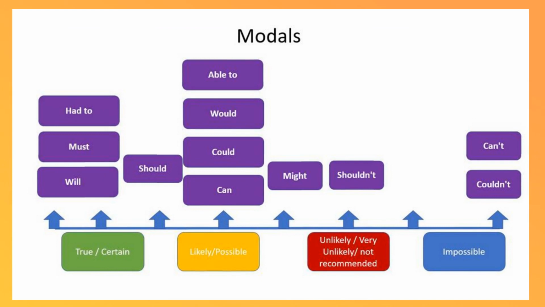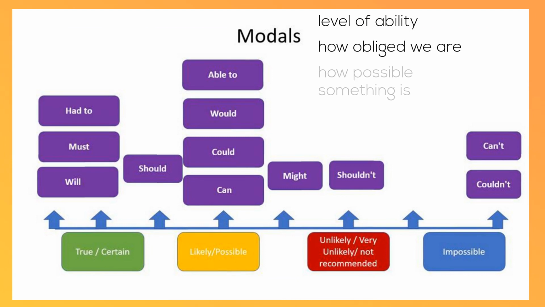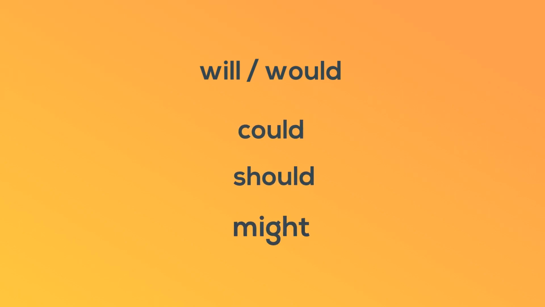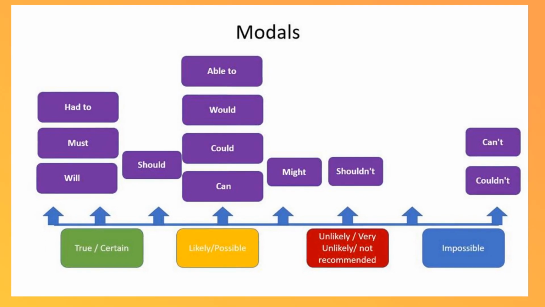Modals. Modals are words which are used to describe how certain or possible something is. Modals can be used to talk about a level of ability, how obliged we are to do something, how possible something is, or how strongly we recommend something. Will and would are the most used modals when we make sentences with conditionals, but there are others such as could, should, and might.